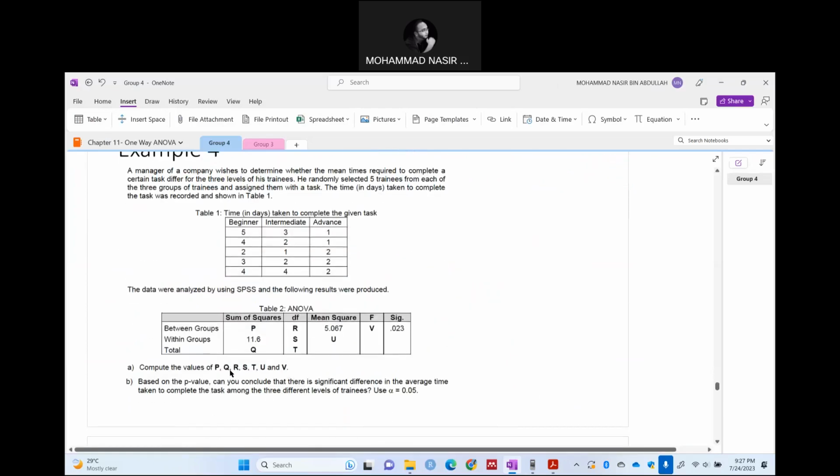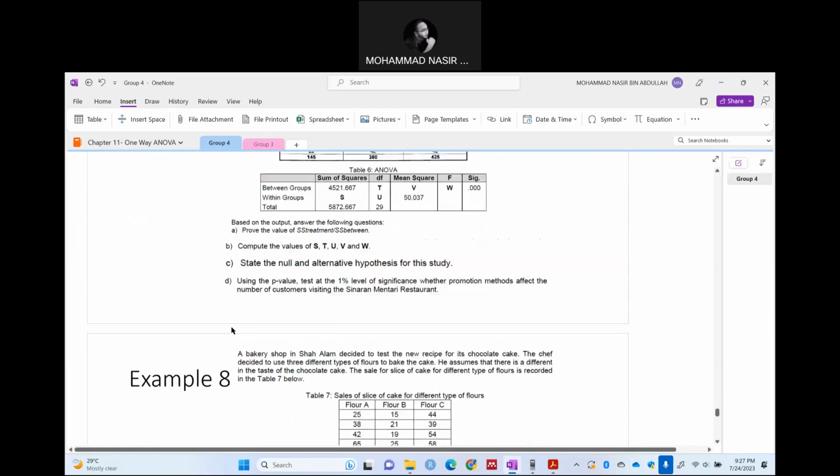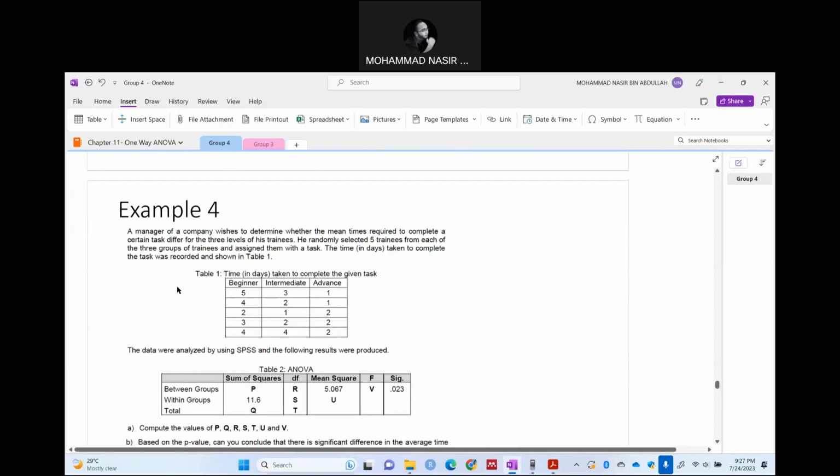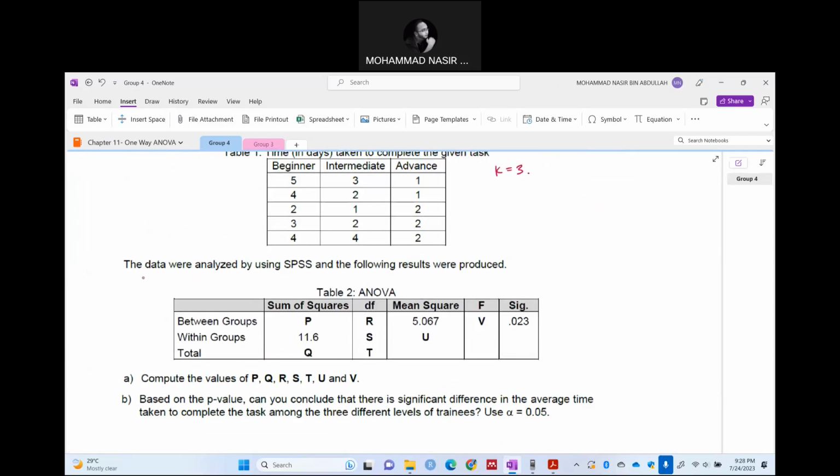Right, let's look at example number 4. Which is, we don't have much example kan, ada 9 saja. Tak banyak. So example number 4, look at this one. So we want to complete the table based on the data provided. We have beginner, intermediate, and advanced. So K is equal to 3. So from here we know that R is equal to K minus 1 equal to 2.